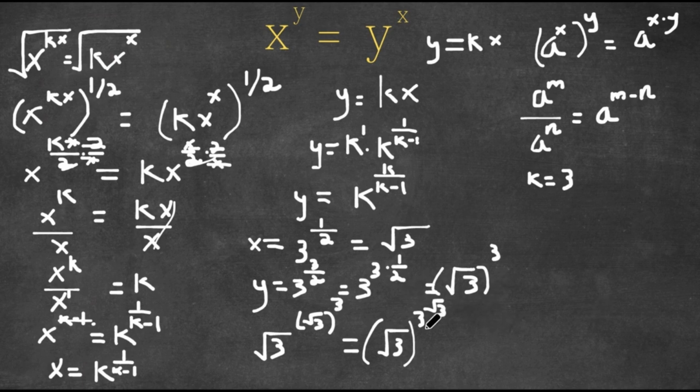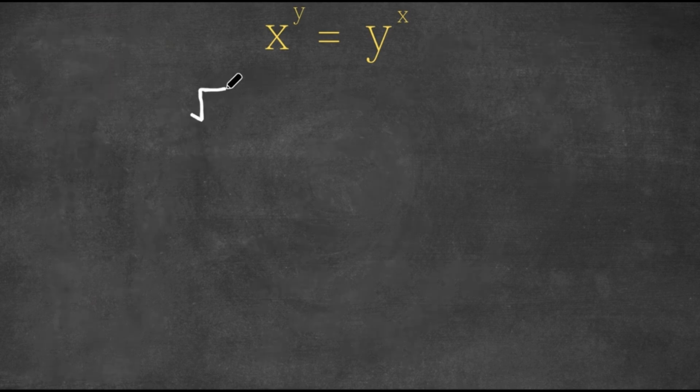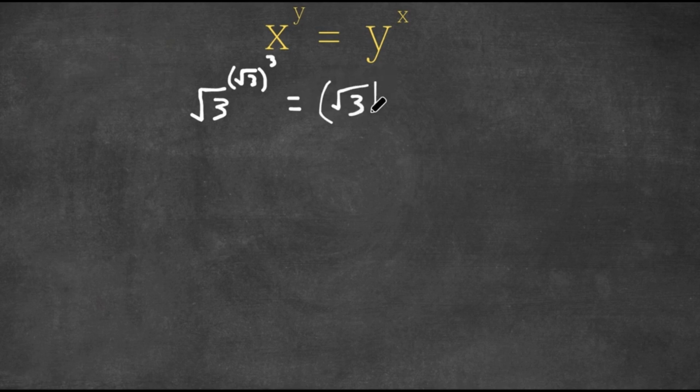So now, the square root of 3 to the power of the square root of 3 to the power of 3 equals the square root of 3 to the power of 3 times the square root of 3.